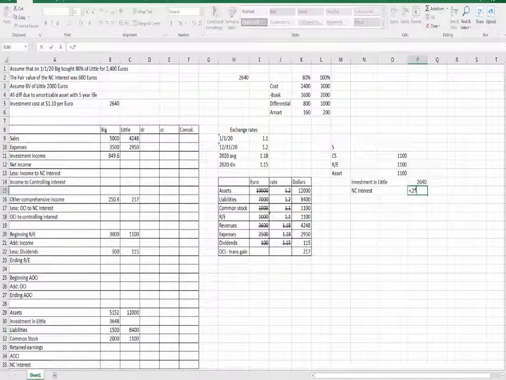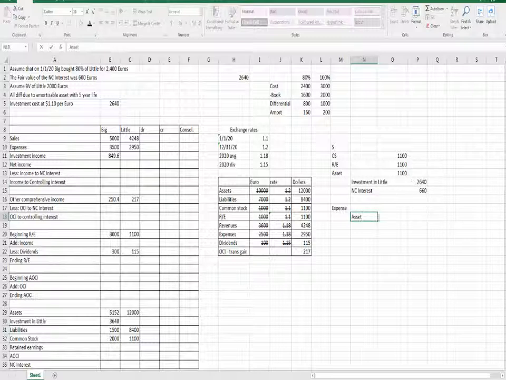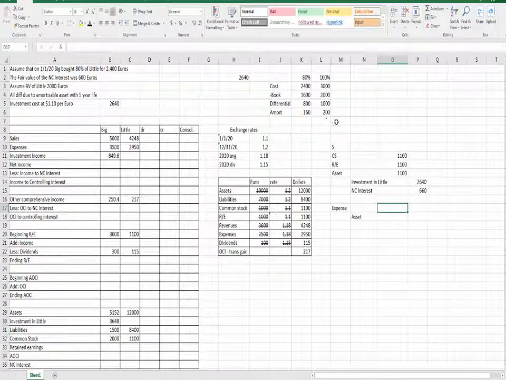between the parent's investment in little and the non-controlling interest. A for amortization. And again, I don't have a separate amortization expense. I'm simply going to call it expense. And I'm going to write off part of that asset.